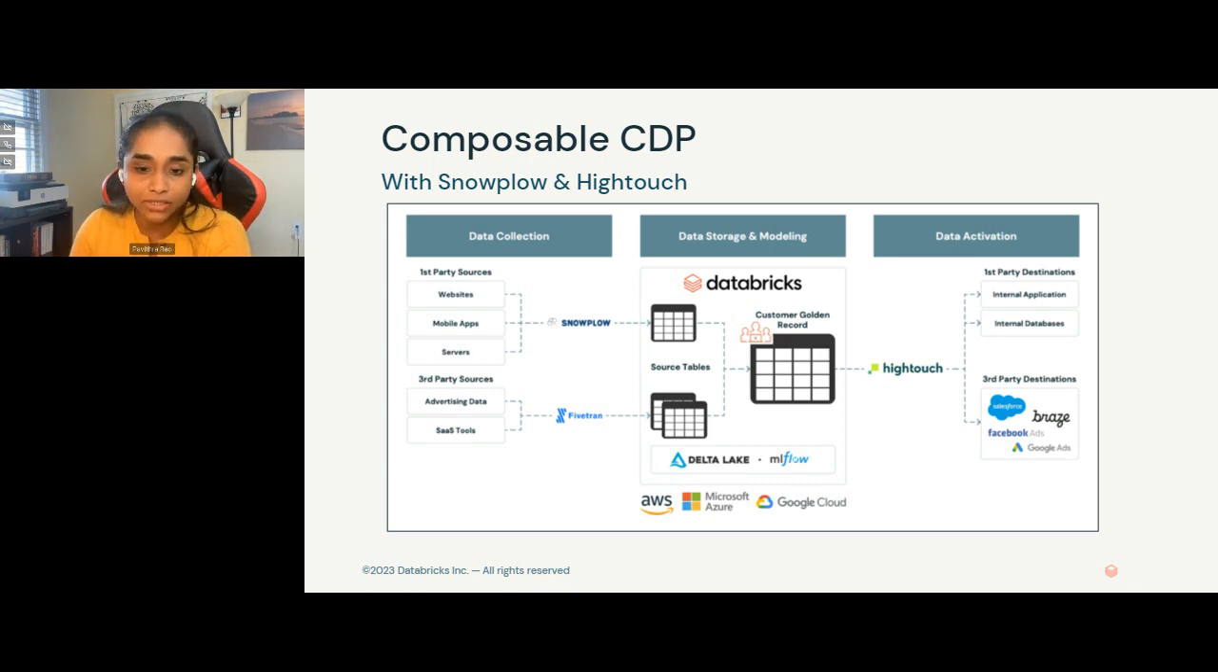I think with that, it's a very good segue to have Andrew talk a little bit more about how Hightouch plays a role in data activation and reverse ETL. Over to you, Andrew.